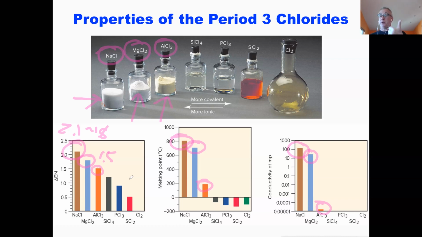So this is what we would call a polar covalent bond with some ionic character. It's close to being an ionic bond, but it's not quite. It's very polar, but it's not completely polar. It does have some ionic character because it does conduct electricity.